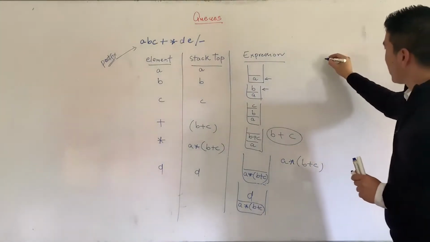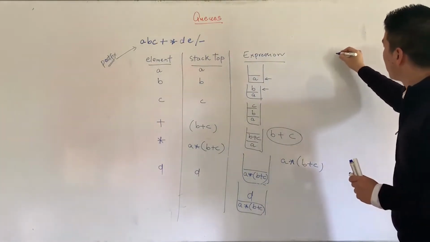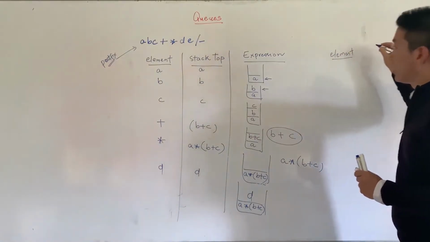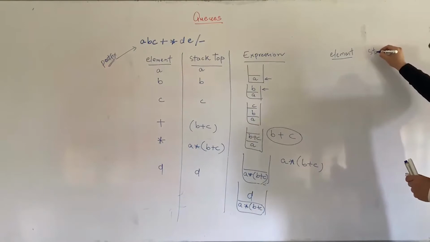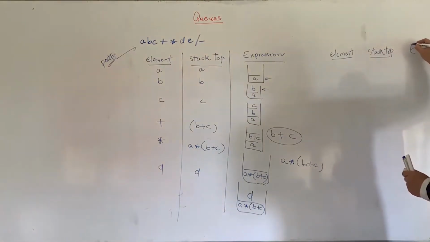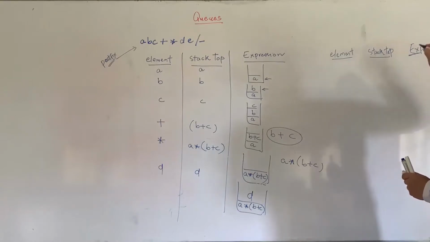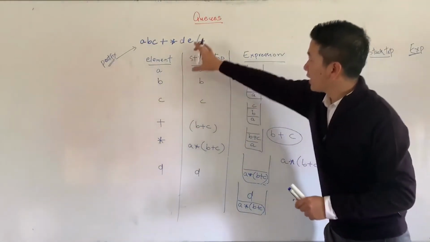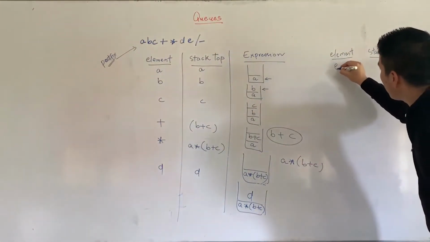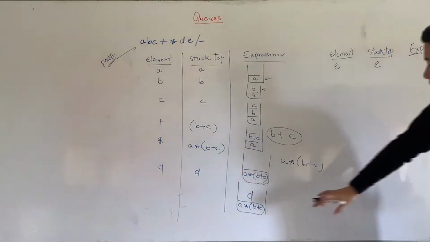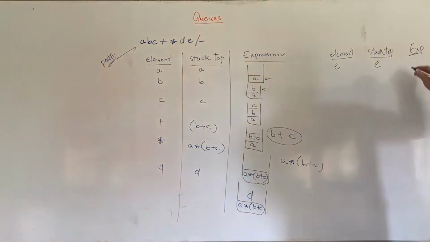Okay, so now next up, you have this as the element, and then you will have stack top, and then the expression. Now the next element that will be scanned, after D, is E. So I'll have E here. E will be on the top of the stack, and this is the current status of the stack. So you will have something like this.